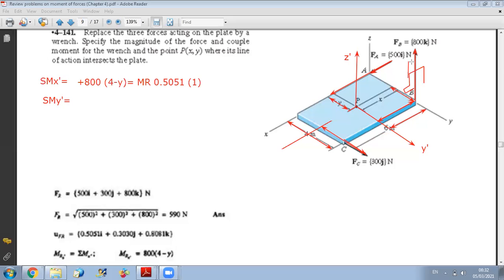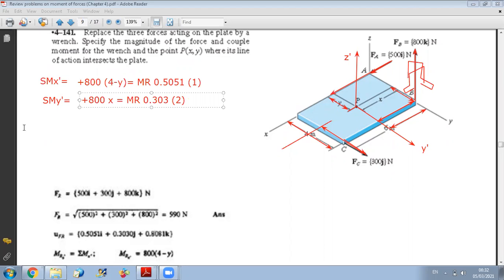You put your right hand like this, with your palm facing y prime. Positive, exactly. So it's plus 800 times x along j. So this is equal to 800x, which equals the component of MR along j, which is 0.303. So it's MR times 0.303. So we have obtained the same equation 2 again.